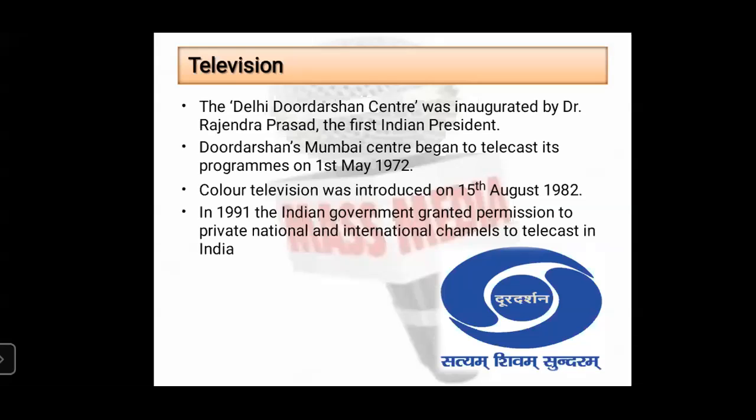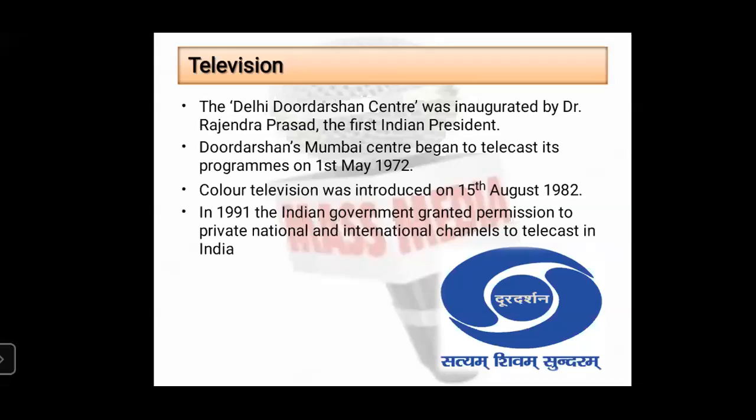Later on, color television was introduced. The first time it was introduced was on 15th August 1982. And by 1991, private channels also started getting permission to start their own channels. So students, you can imagine, from one channel, that is Doordarshan, we have reached almost 500 channels. And then here comes the question: why do we need mass media?